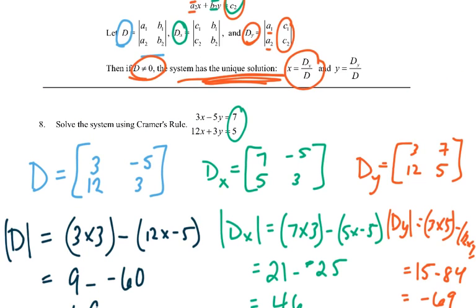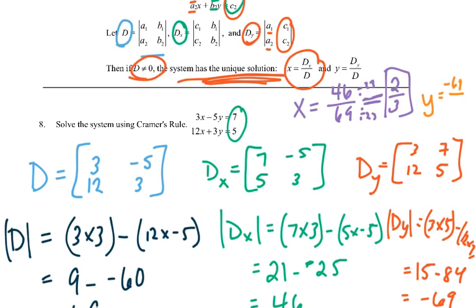Cramer's rule tells us that our x coordinate is going to be equal to the determinant of dx, which we got as 46, divided by the determinant of D, which was 69. These are both divisible by 23, so this simplifies down to 2/3. And our y coordinate, let's do an orange, is equal to the determinant of dy over the determinant of D, which is negative 69 divided by 69, which equals negative 1. And so our solution to the system of equations is the coordinate pair 2/3, negative 1.